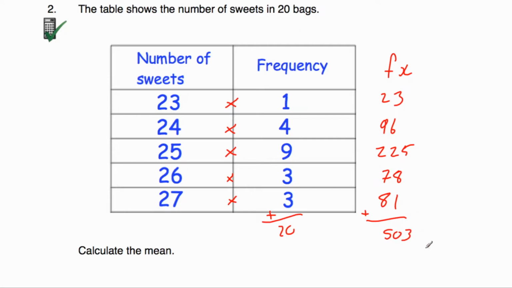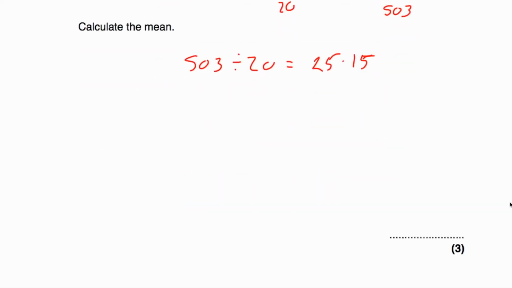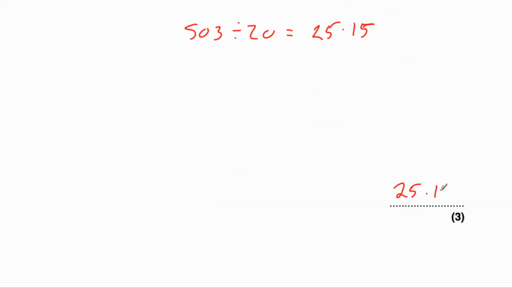So to find the mean, we're going to divide the total, which is the 503 sweets, by how many bags there were, which is 20. And that'll tell us the mean, in other words, the mean number of sweets in each bag. So if we do 503 divided by 20, that's equal to 25.15. That means that the mean number of sweets per bag was 25.15. And that's it. So our mean is 25.15.